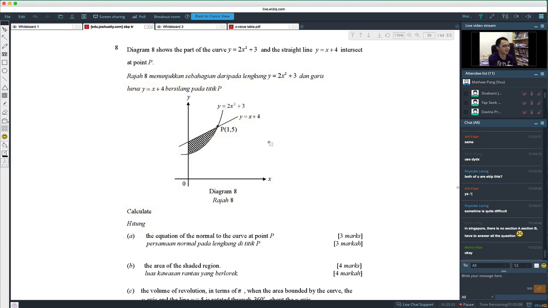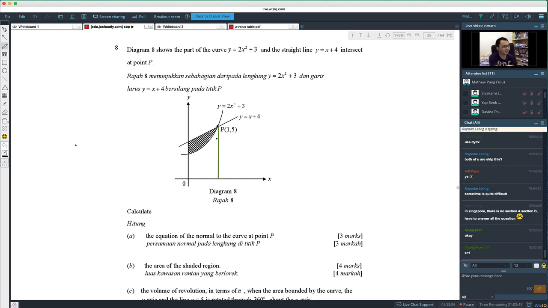Okay, so the next one, they asked me to find the area of the shaded region. In order to find the area of the shaded region, I will always draw a perpendicular line to the x-axis first. Because if I integrate the curve to the x-axis, I will get the area under the graph, and the value here is 1. So the area under the graph will be here. This is what I will get if I integrate my curve from 0 to 1 to the x-axis.